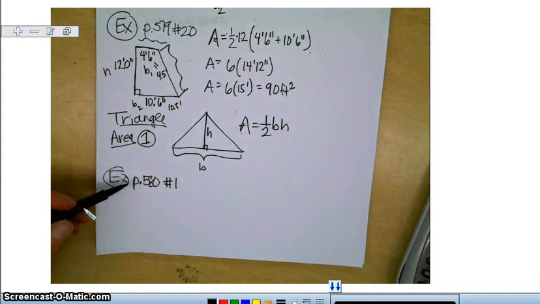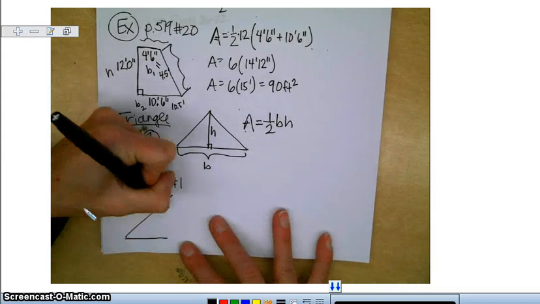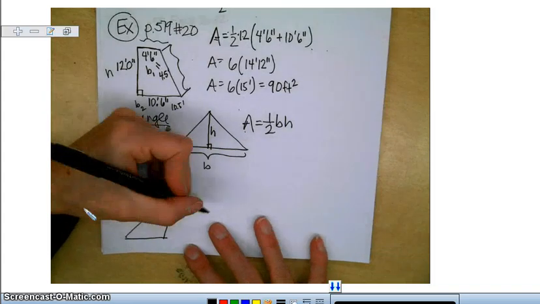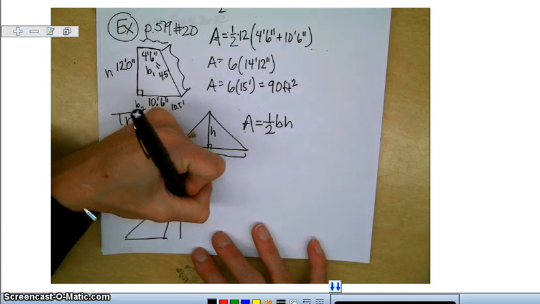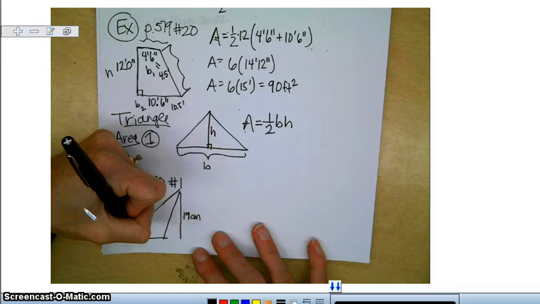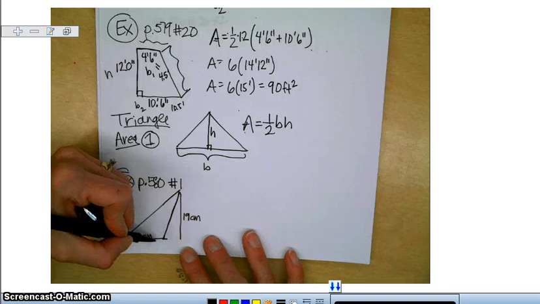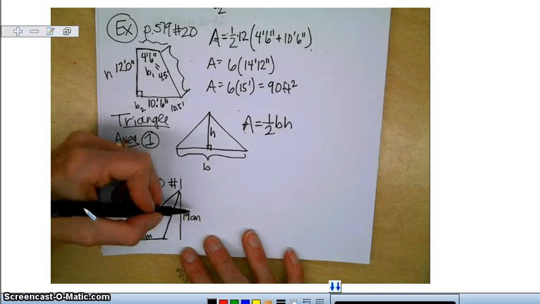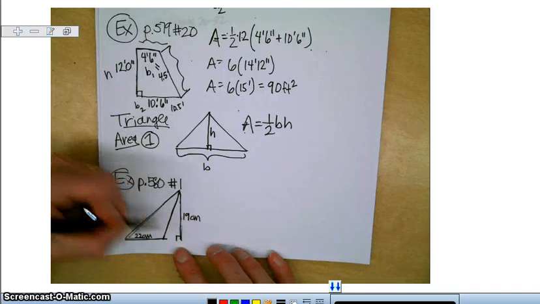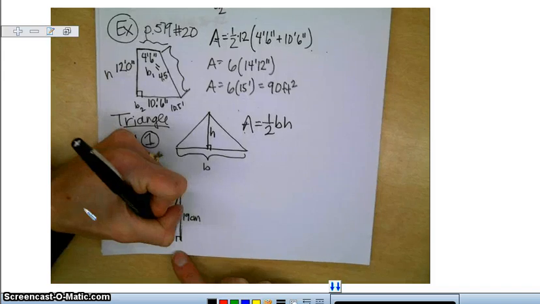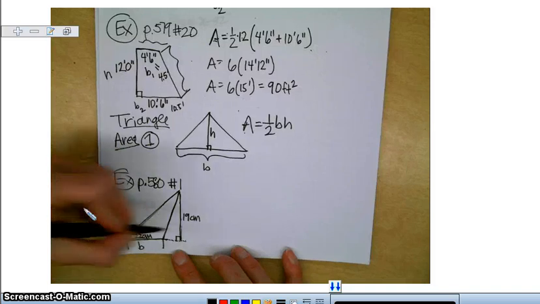So we're looking at page 580, number 1, and we've got this triangle here. Mine is a little bit different than the one in the book. They tell us that this here is 19 centimeters, and this here is 22 centimeters. This is the triangle, and this is just representing the height, because you need how tall it is. It has to be a right angle. So you had to extend the base of the triangle, but this is still the whole base right here, and this is the height.